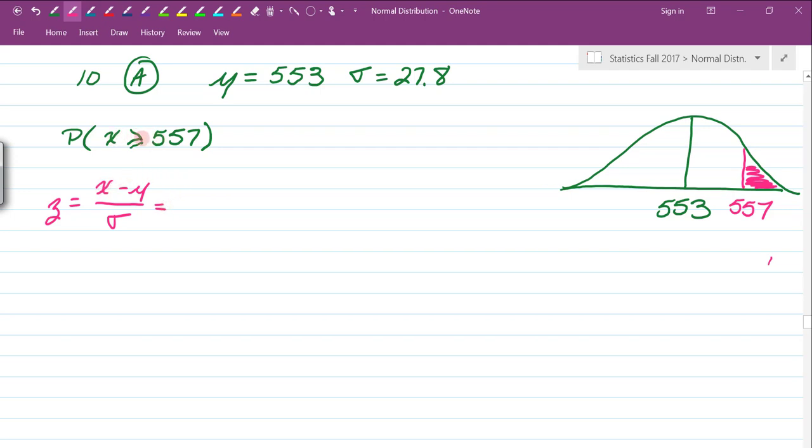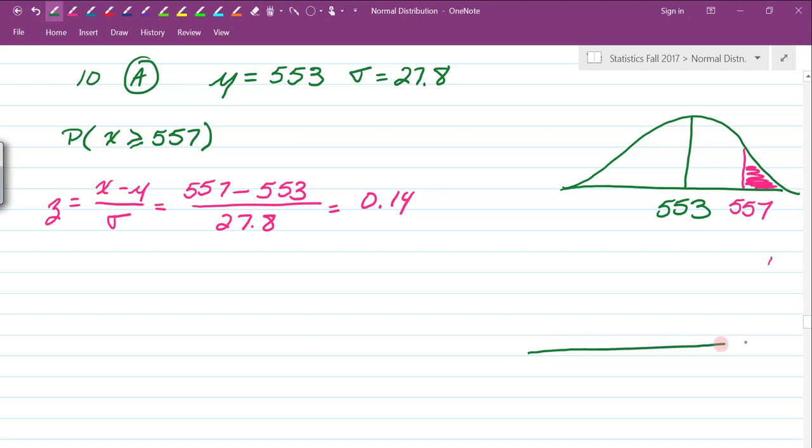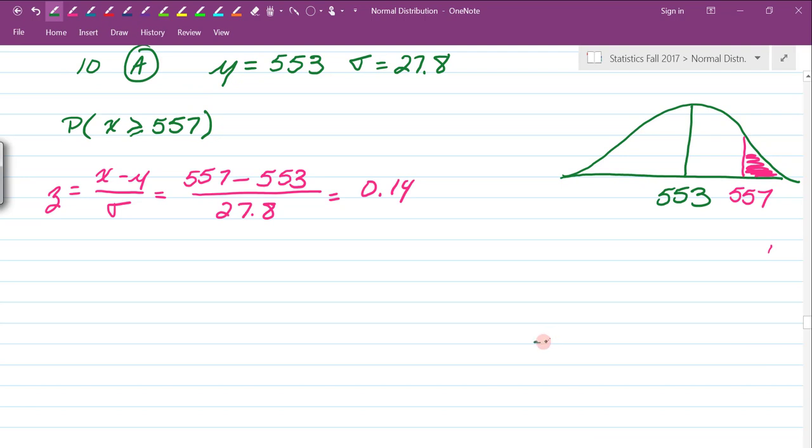It says x has to be greater than or equal to, so we're going to put that value right here, 557 minus our mean of 553, divided by our sigma of 27.8. And we put that in our handy dandy calculator, and we find out that that is equal to z of 0.14. So to draw our corresponding picture, oops, that was kind of crooked. Let's try that one more time. See if I can do a little bit better. There we go. It goes like this.